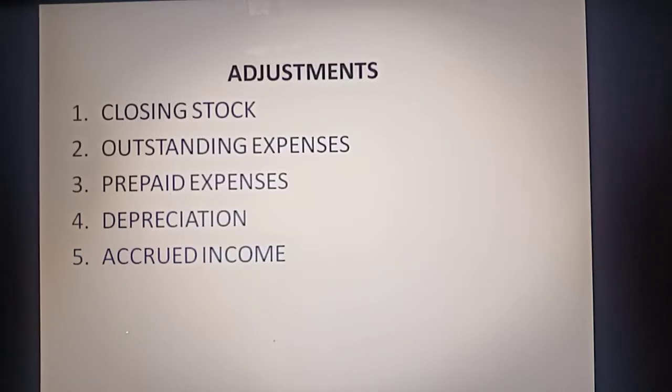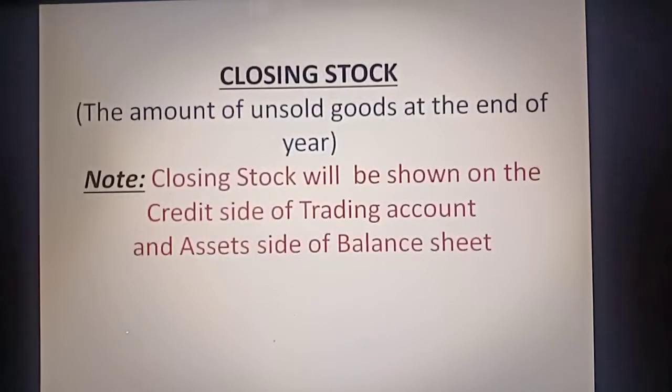Now let us discuss the first adjustment, that is closing stock. The amount of goods unsold at the end of the year is called closing stock. It is valued at cost price or realizable value, whichever is less. For example, certain goods were purchased for 1 lakh, but their realizable value is 1,20,000. Then its value at 1 lakh will be recorded instead of 1,20,000.